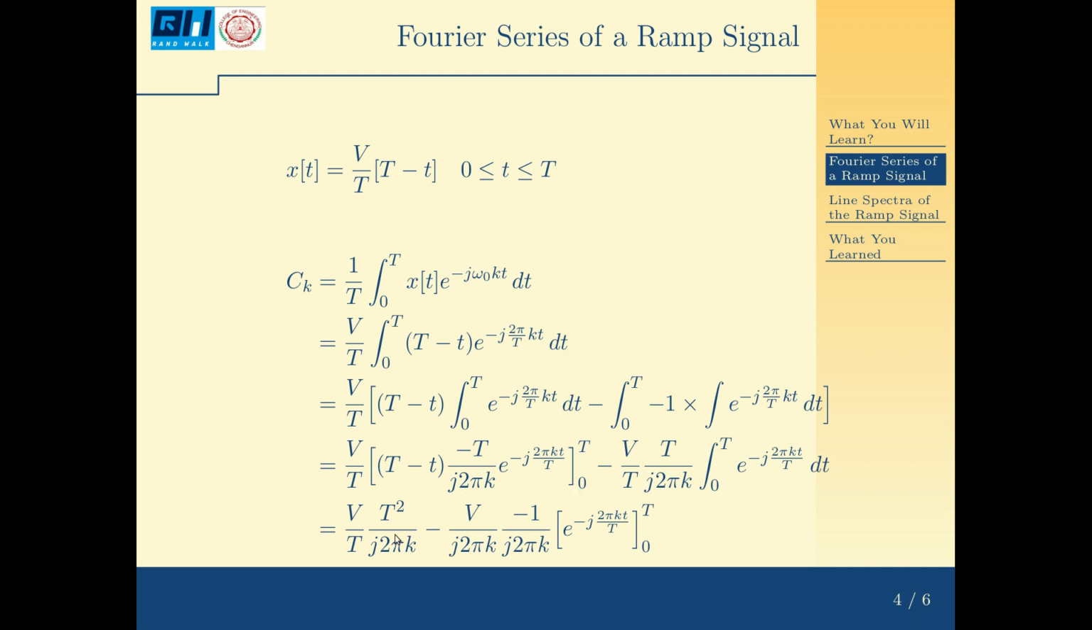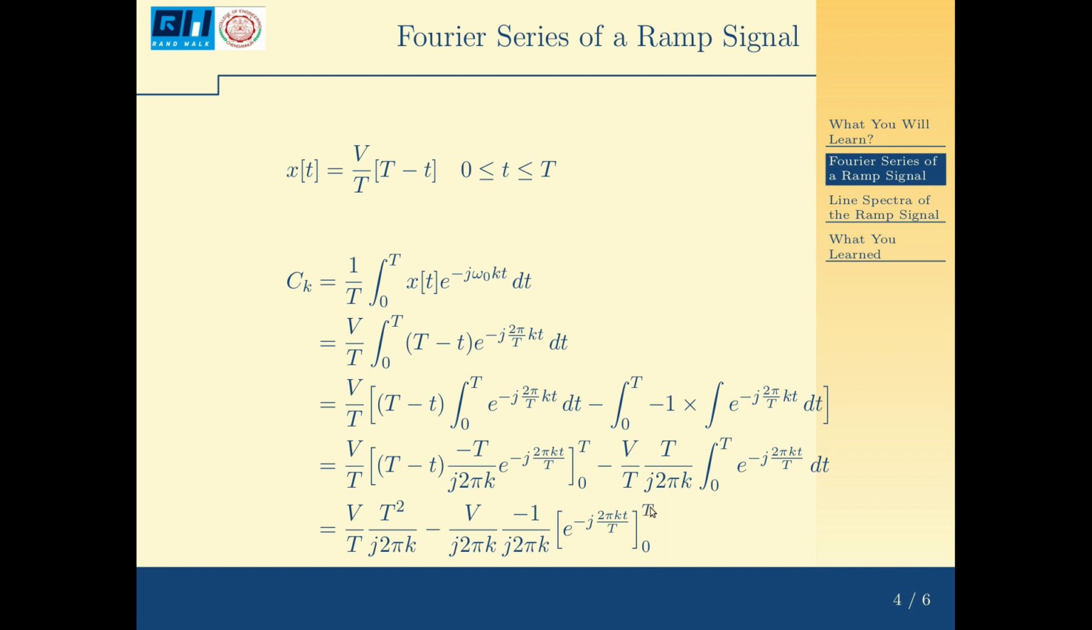So this becomes T squared by j2πk, into V by T, minus V by j2πk into this integral, which becomes e raised to minus j2πkt by T, into T by j2πk. Here this T is cancelled, then there's a T here that will be cancelled by the T upon the latest integration. So there's a minus sign here, so all these things become plus, then this j becomes a minus sign. So this limit, e raised to minus j2πkt by T, from 0 to capital T.